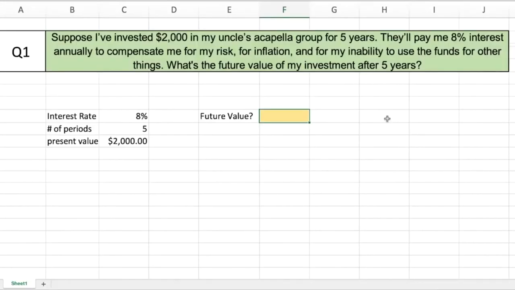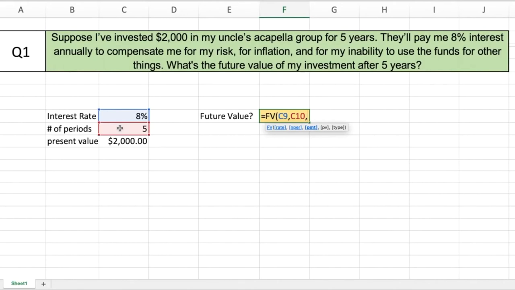Lastly, I'm going to go over how to quickly solve for present value and future value using Excel. Let's use the PV and FV formulas to check our answers from the previous questions. Let's type equals FV into any cell. This stands for future value. So first it asks us for our interest rate, which is 8%, followed by the number of compounding periods, which is 5 for the 5 years that you're investing in the a cappella group.